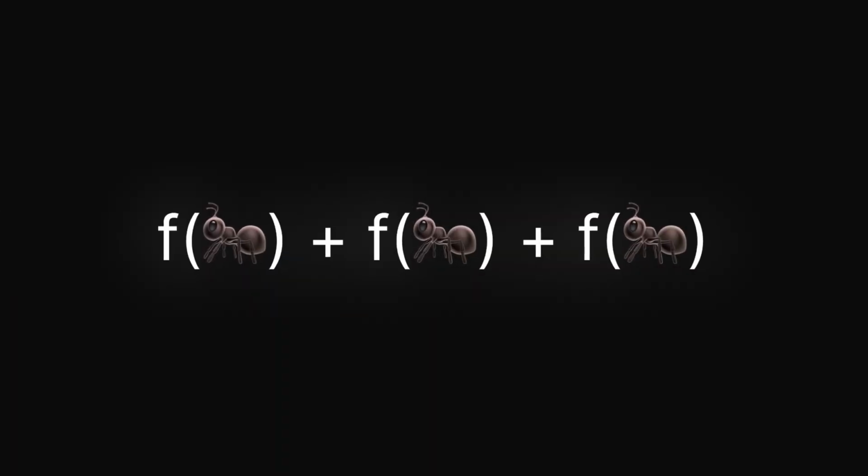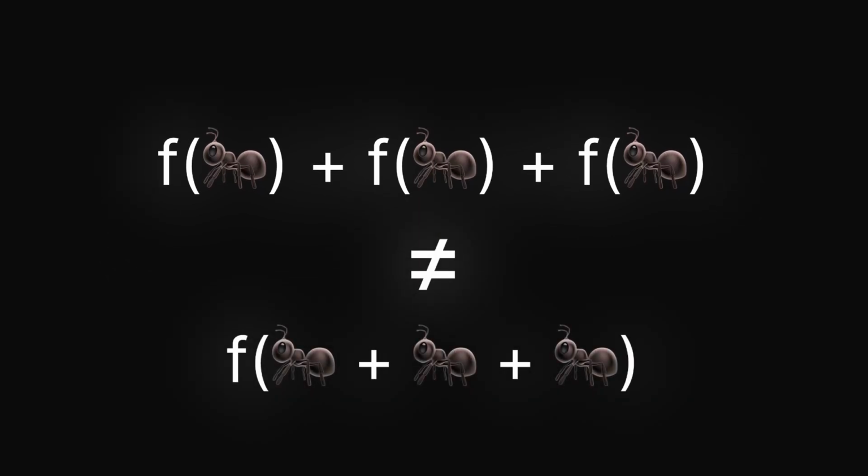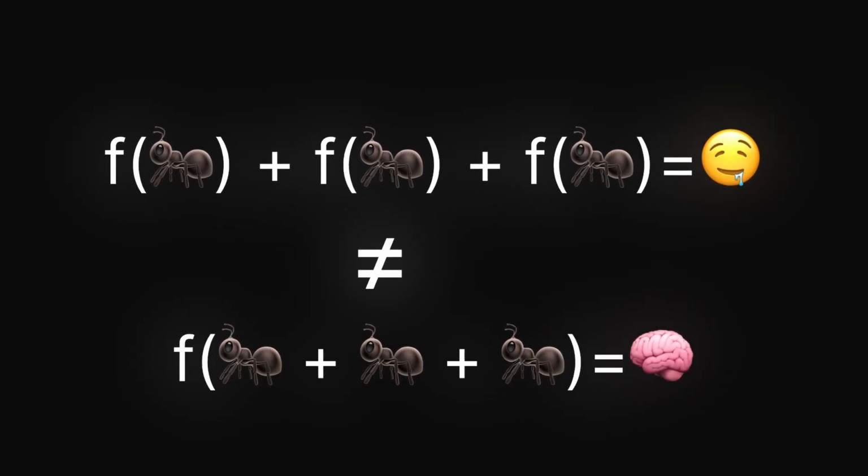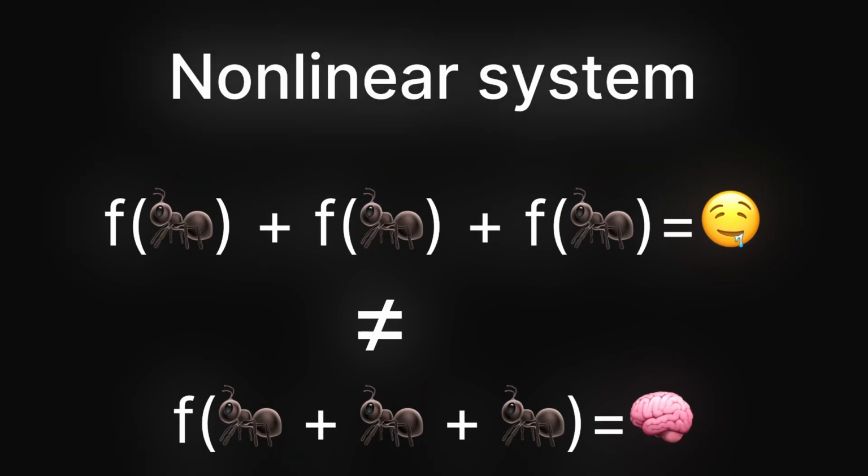In emergent systems, it's easy to see how parts of the system alone behave very differently than parts of the system together. And it's the same for all systems with emergence. And in math, this property is named non-linearity.